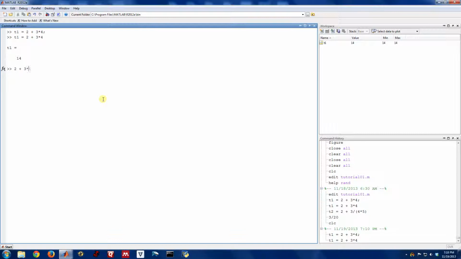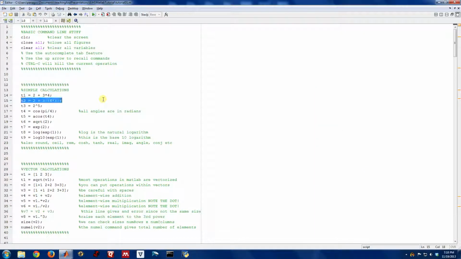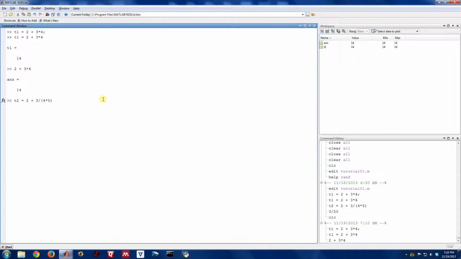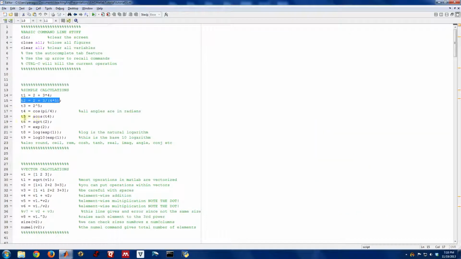So 2 plus 3 times 4. The shift 8, that star, is the multiply operator, so we can do computations like that. To do division, you just use a slash, so this quantity that is computed, T2, equals 2 plus 3 divided by the quantity 4 times 5. This is the division operator.